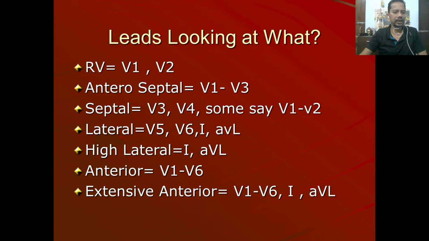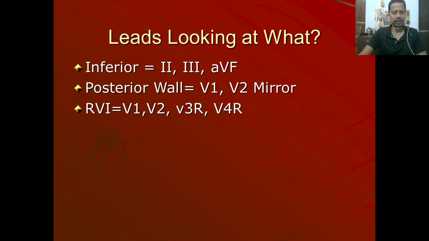Remember that circle again. Anterior wall V1 to V6, extensive anterior V1 to V6, lead 1, AVL. So this is for the anterior surfaces. Then for the inferior wall, look in lead 2, lead 3, AVF. Posterior wall shows a mirror image in V1 and V2. Then right ventricular infarction you see in V1, V2, V3R, V4R. You have to learn it by heart. You can draw it again and again, and you can learn it.